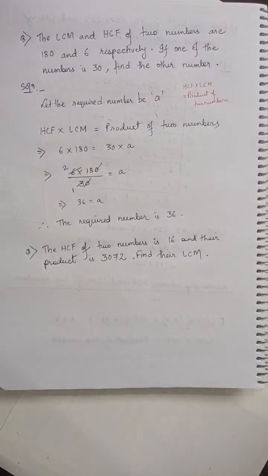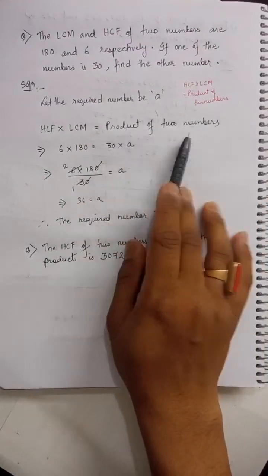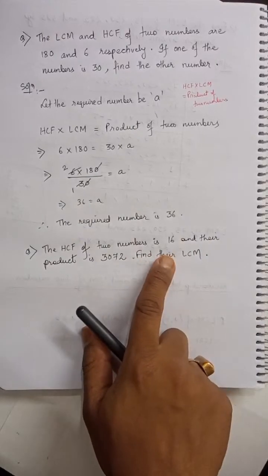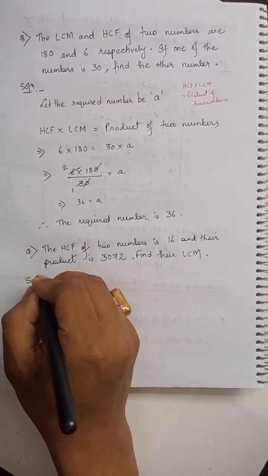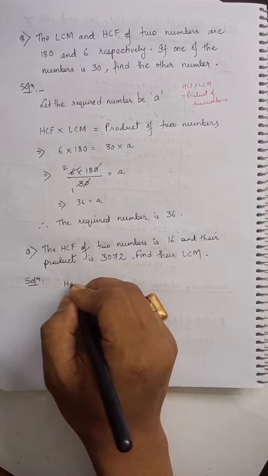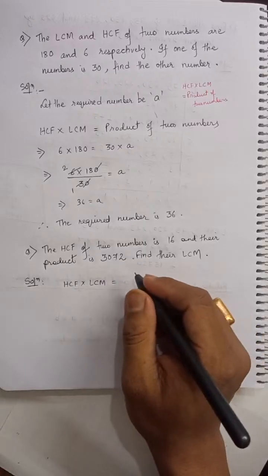So the question says that the HCF of two numbers is 16 and their product is 3072. So like I said, we have been given three values here. Three in a sense, we have been given the product. The product of the numbers is 3072. Their HCF is 16 and we are required to find the LCM. So we are going to use the same relation. HCF into LCM equals product of two numbers.